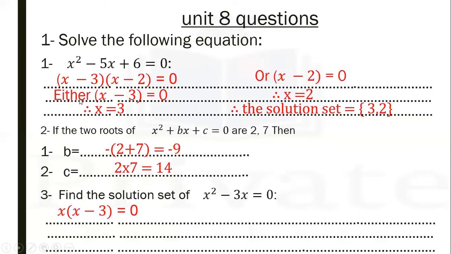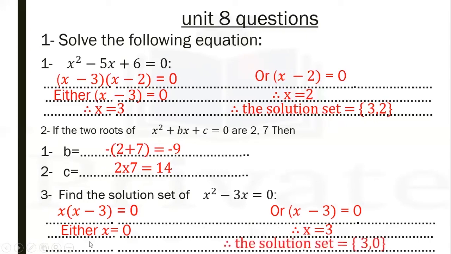As we did above, here we say either x minus 3 and so on. Here we take x as an answer. We say either x equals 0 or x minus 3 is equal to 0. Therefore, x is equal to 3. That means the solution set is 0 and 3.